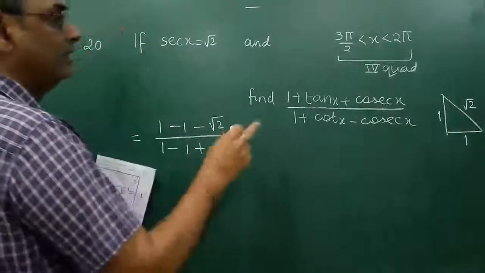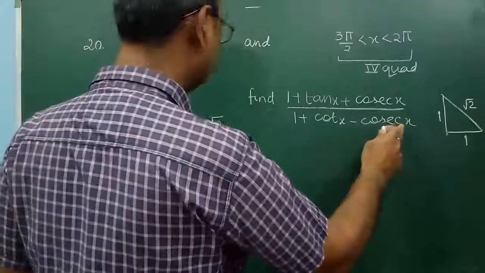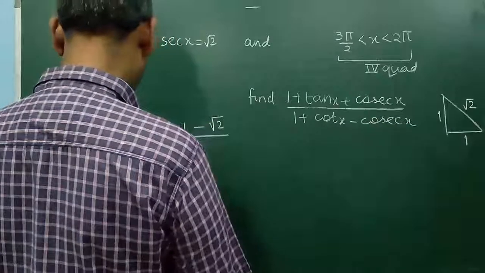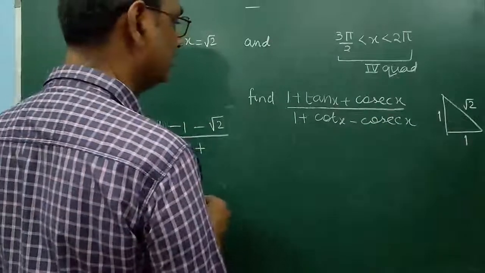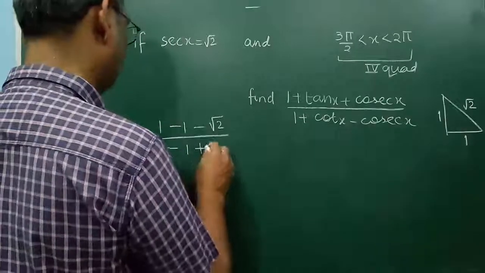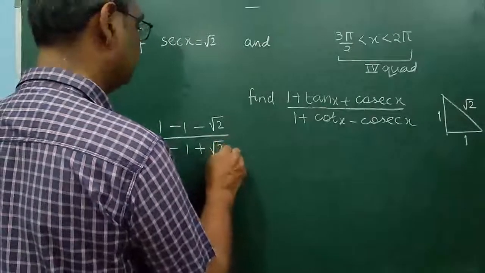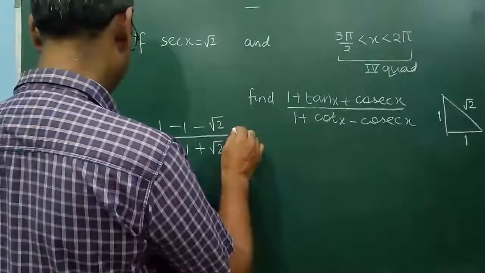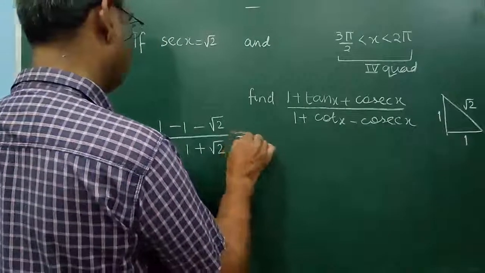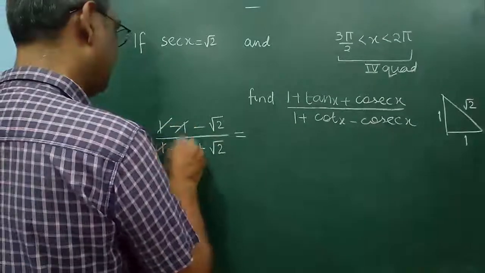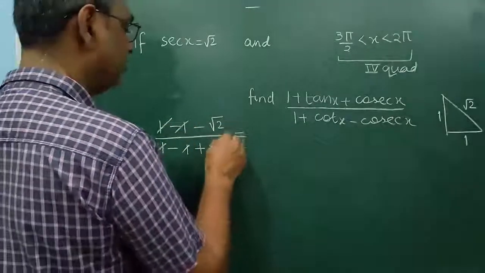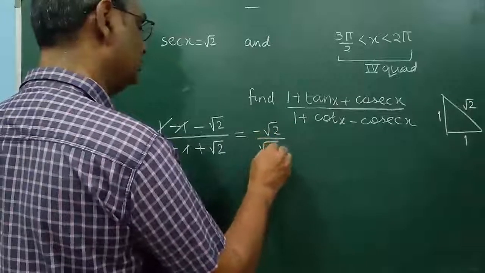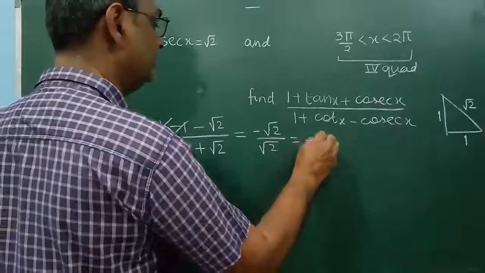Here cosec x is how much? You are getting root 2. Correct? So how much it will be? 1 and 1 will be getting cancelled. So it is minus root 2 upon root 2, that is equal to minus 1.